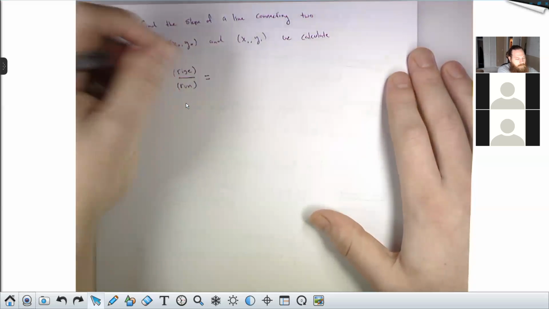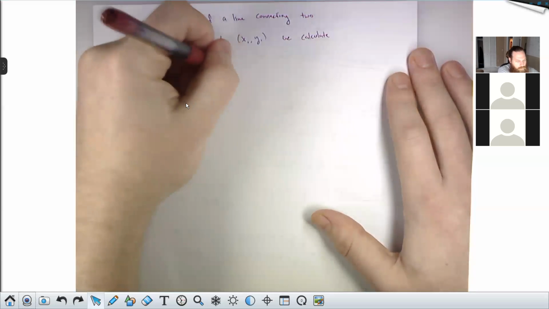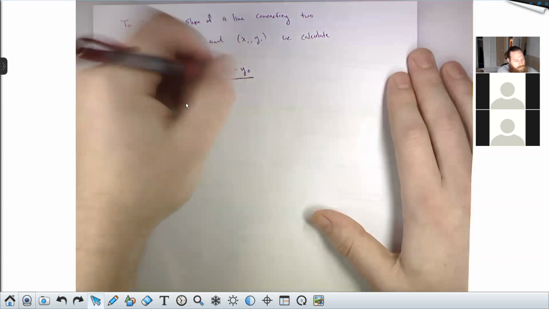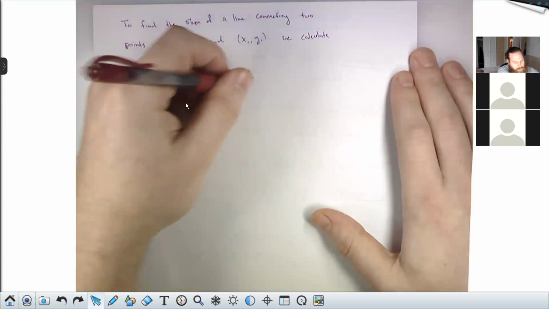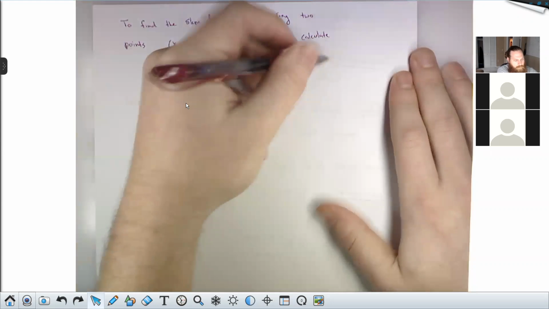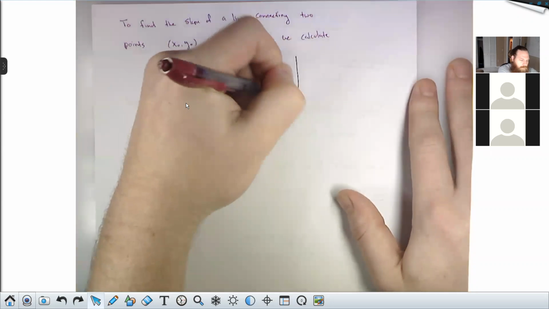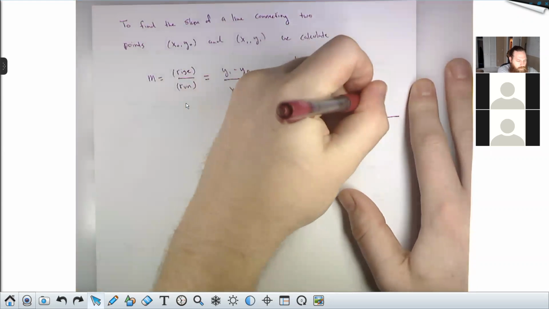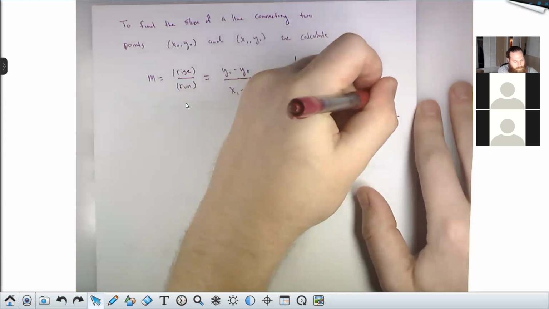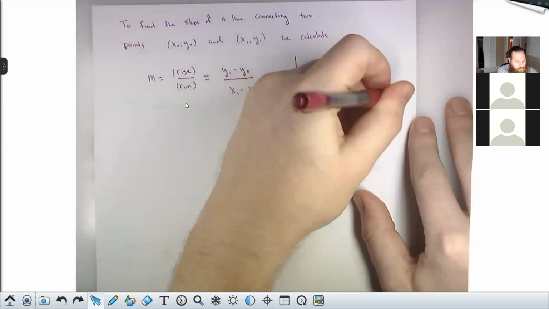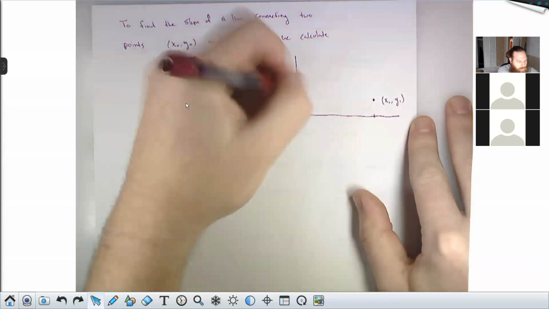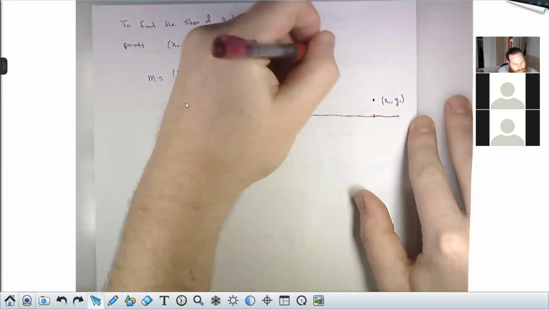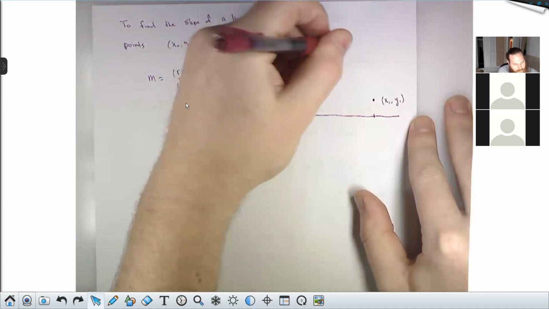So upstairs, you're going to subtract the y values, y1 minus y0, and downstairs, you're going to subtract the x values, x1 minus x0. And there's a picture that goes along with this. Maybe over here I have the point (x1, y1). And maybe up here I have the point (x0, y0).